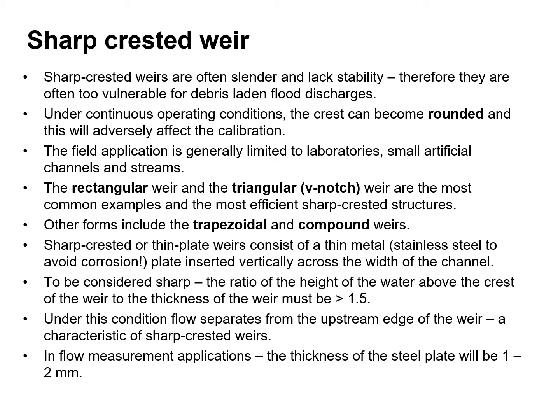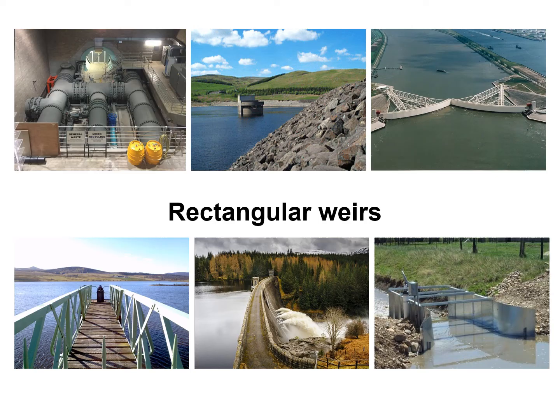Sharp crested or thin plate weirs consist of a thin metal plate inserted vertically across the width of the channel. To be considered sharp, the ratio of the height of the water above the crest of the weir to the thickness of the weir must be greater than 1.5. Under this condition, flow separates from the upstream edge of the weir, and this is a characteristic of sharp crested weirs. In flow measurement applications, the thickness of the steel plate will be between 1 and 2 millimetres. So I'm now going to show you some specific examples of sharp crested weirs.